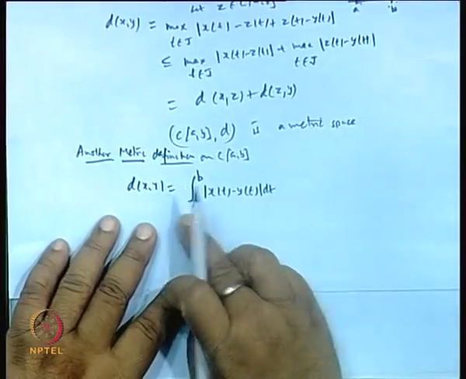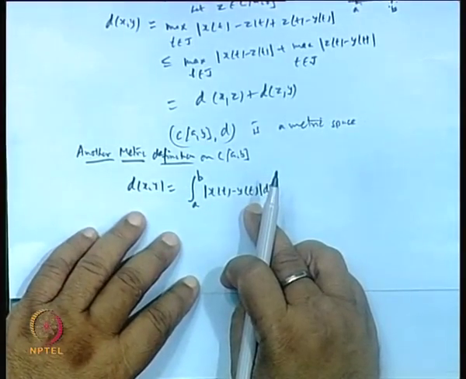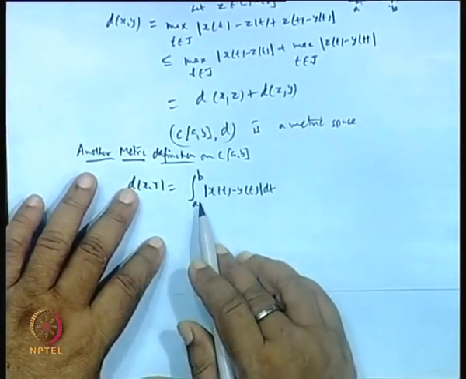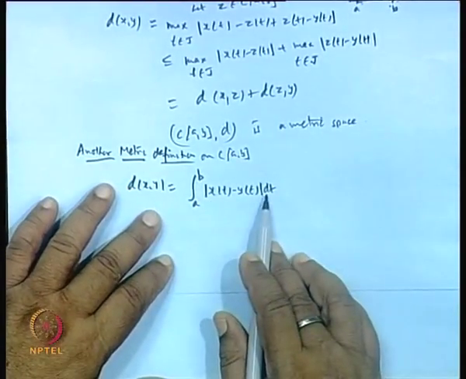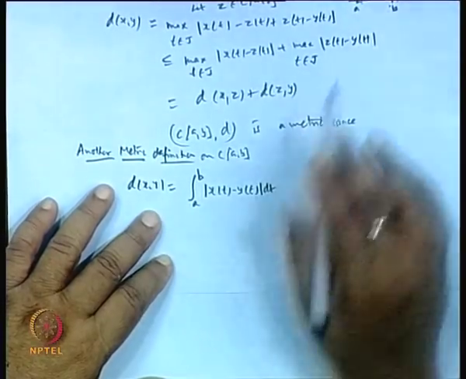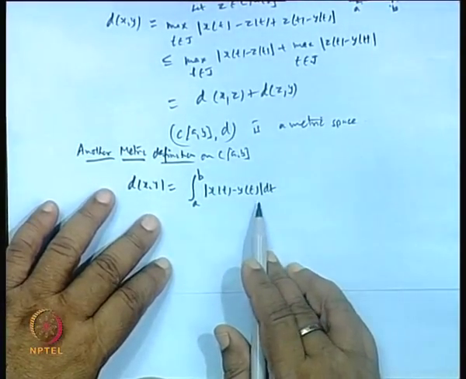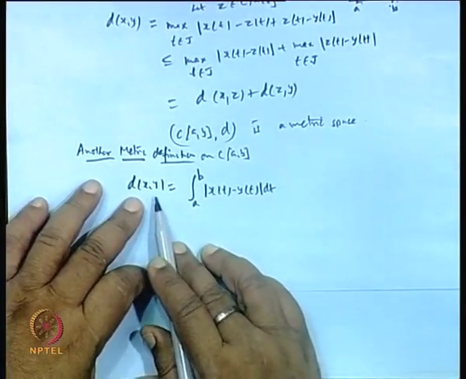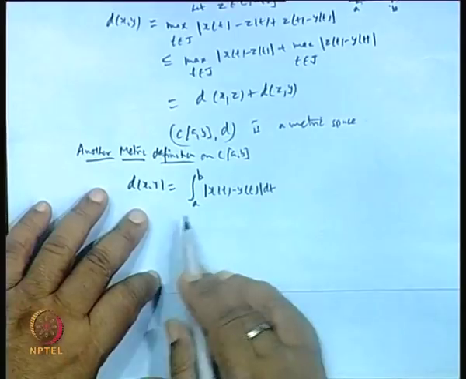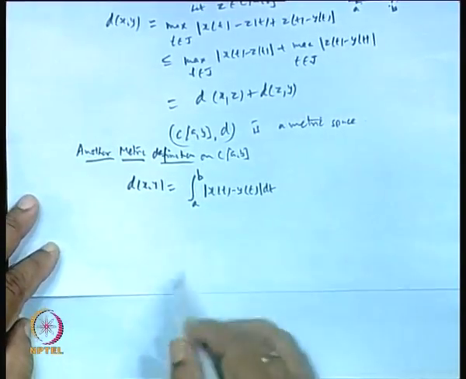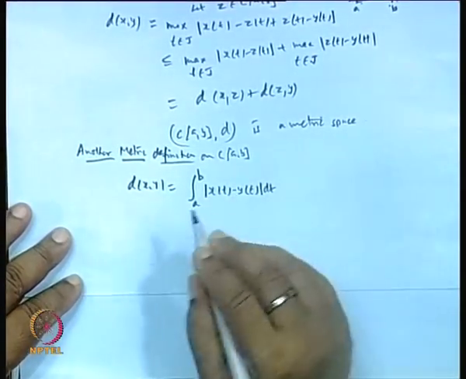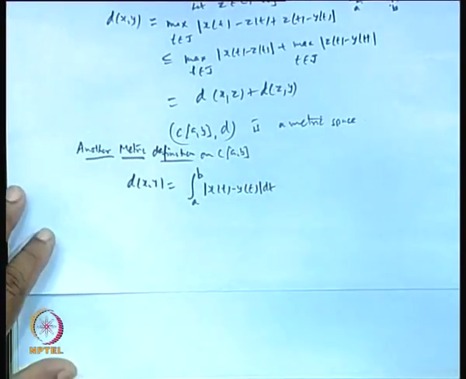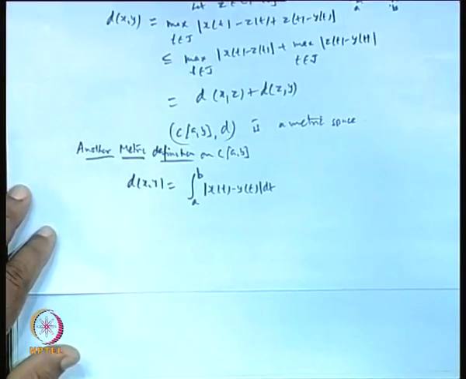Now, this is greater than or equal to 0 because this can never be a negative quantity. If it is 0, then either a equal to b or the function must be identically 0. So, a cannot be equal to b. Therefore, x(t) must be equal to y(t), and vice versa. If x equal to y, then d(x,y) will be 0. Then d(x,y) is d(y,x), and triangular inequality can also be shown similarly. So, this forms a metric, and this is another way of defining a metric on C[a,b]. So, on C[a,b] one can define the metric in more than one way.